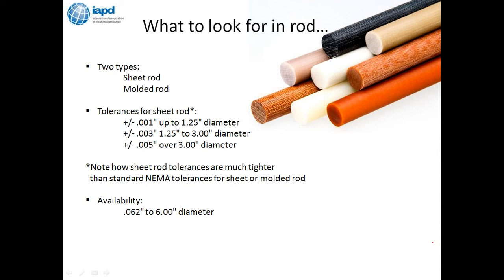The difference between molded and sheet rod is sheet rod has definitely a lot tighter tolerances. You can see that up to 1 1/4 diameter, the tolerances are plus or minus 1/1000. Anything 1 1/4 to 3 inches in diameter is plus or minus 3/1000. And then anything over 3 inches in diameter, your tolerance is plus or minus 5/1000. And sheet rod diameters typically go up to about 6 inches in diameter.